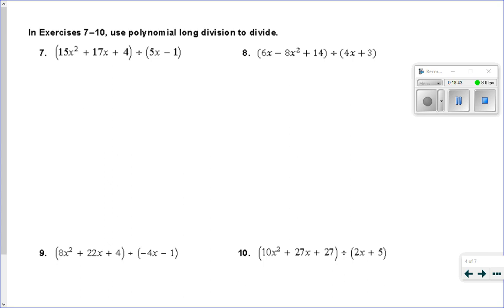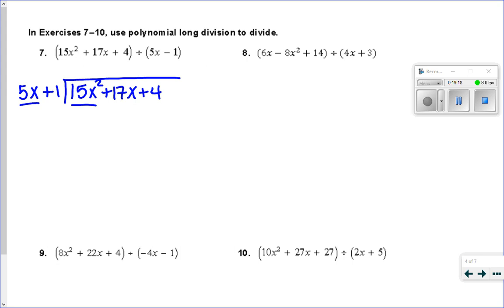Let's try number 7. So on number 7, they just said use polynomial long division to divide. So we are dividing 15x squared plus 17x plus 4 by 5x plus 1. Okay, so let's play this game like we've talked about. We'll start off by only looking at the leading terms. So when I look at the leading terms, 5x times what gives me 15x squared?